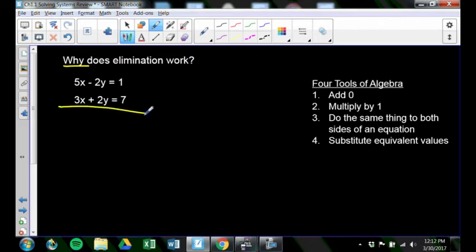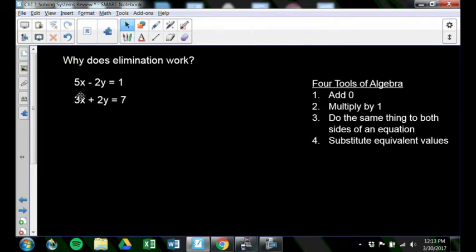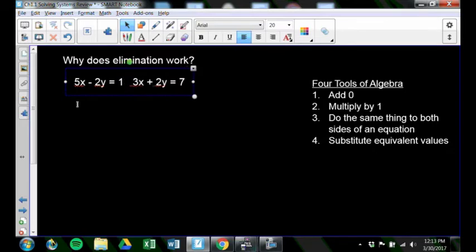So in this case, we could just add these up as they are, because these y's are already canceling, and get 8x equals 8, which means that x would equal 1. But why can we do that, is my question. I'm going to move this over and we'll talk about that.